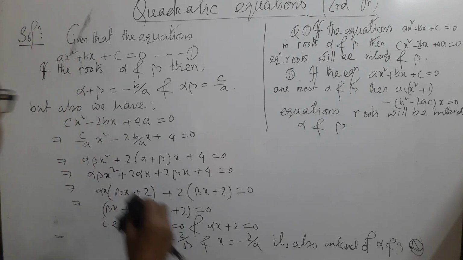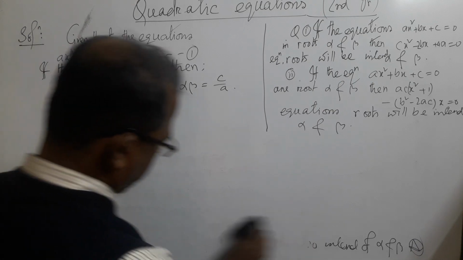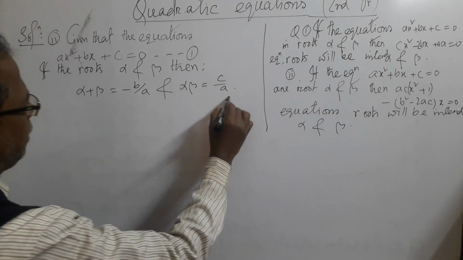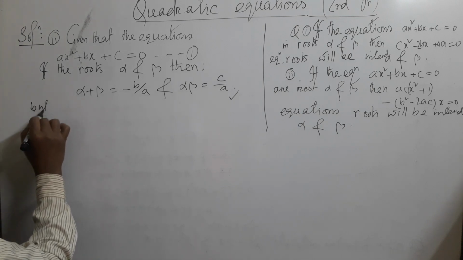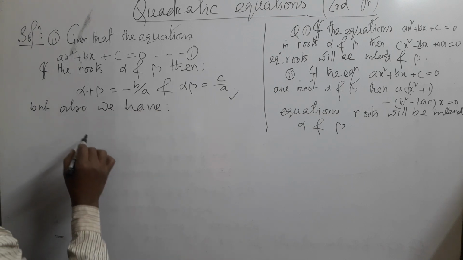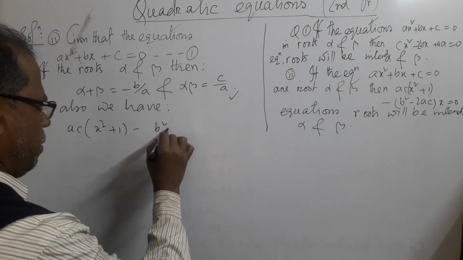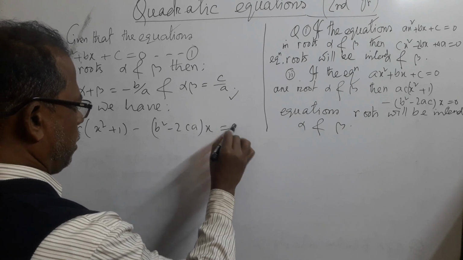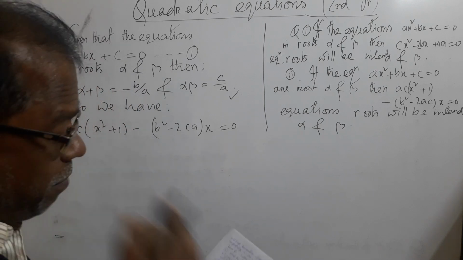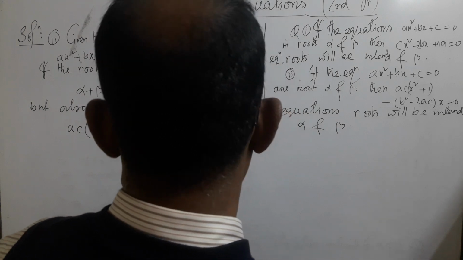So the second question is similar. We have ac x² + (1 − b² − 2ca) x = 0. It is the same maths, but somehow a little different, so you have to think deeply.